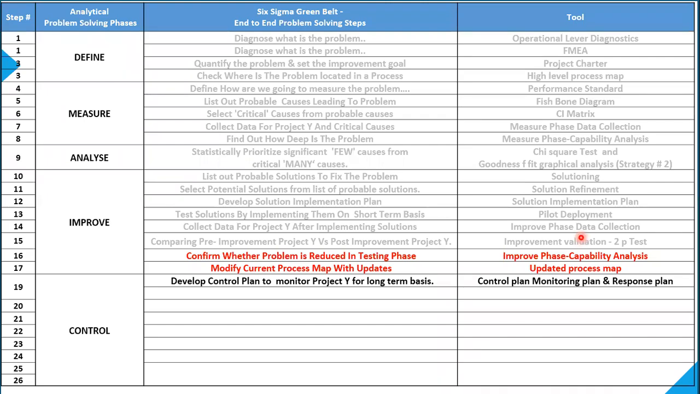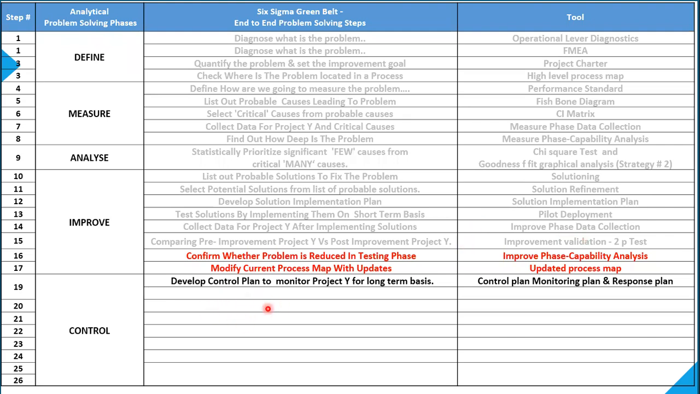Yes, we are almost done with our improve phase also. So congratulations to every one of us. We're almost done with 80% of our Six Sigma Green Belt certification, which is going to be very, very valuable for you, because this is one of the valuable advanced analytical problem solving tools, just like lean transformation and process optimization, which we are going to look into very soon. So we are done with the improve phase.